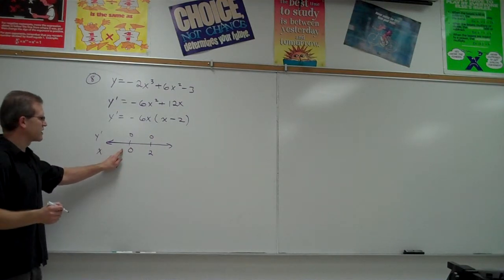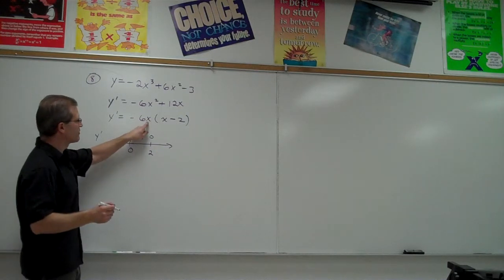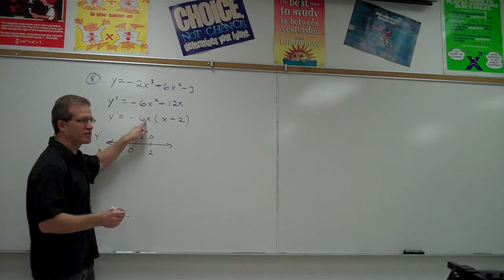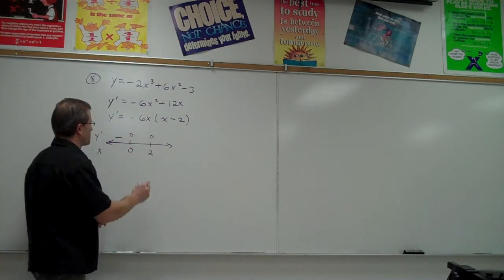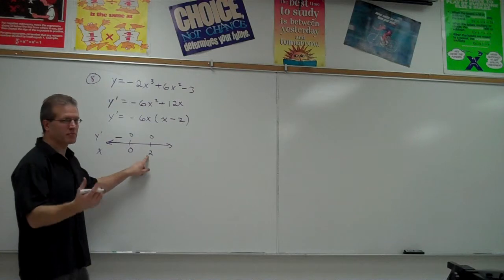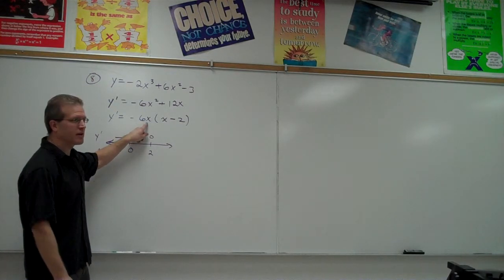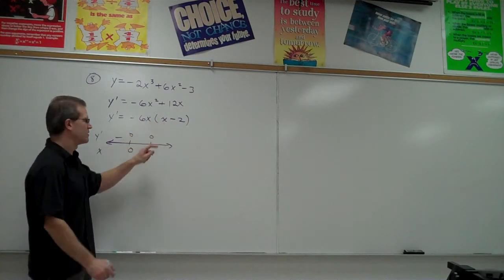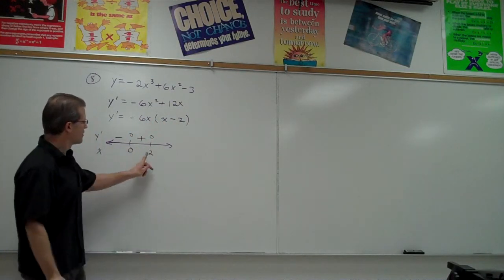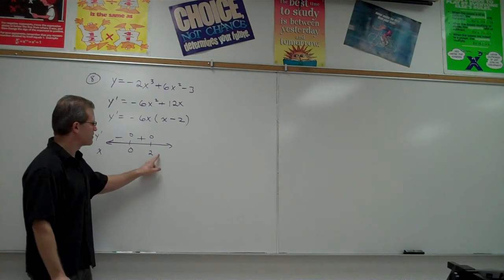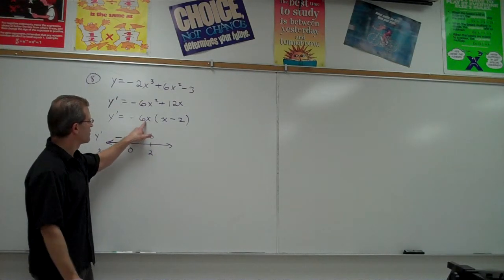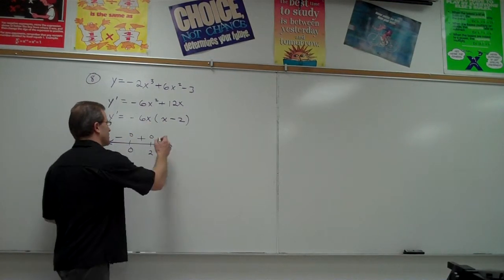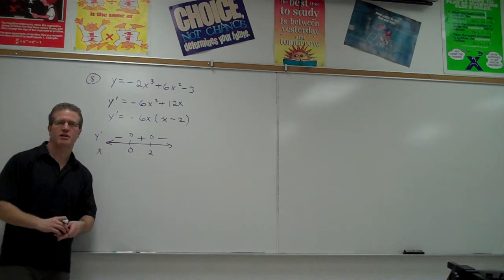Pick a number smaller than 0, like say negative 10. Put negative 10 in here, you're going to get a positive. Put negative 10 in here, you're going to get negative. Positive times a negative, negative. Pick any number between 0 and 2. Let's pick 1. Put a 1 in here, you get negative 6. Put a 1 in here, you get negative 1. Negative times negative, positive. Pick a number bigger than 2, like 10. Put it in here, you get a negative. Put it in here, you get a positive. Negative times a positive, negative. Any questions about how I was doing that?